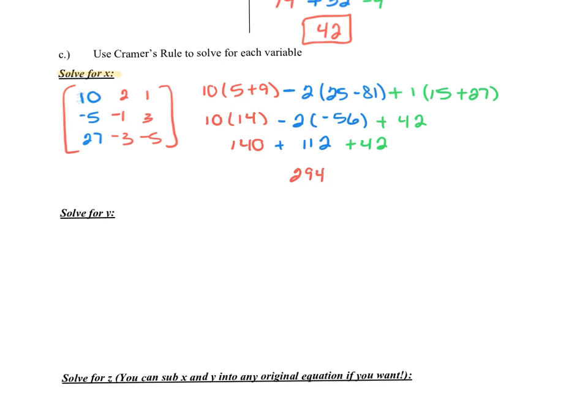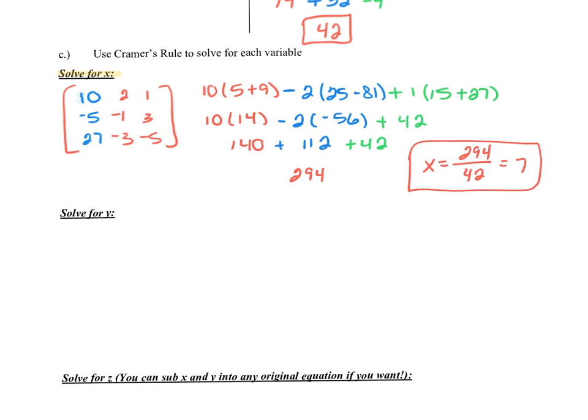So our answer for X then simply becomes X equals, I'm going to take that 294, and divide it by the determinant of the original coefficient matrix, which was 42, and that equals 7. So now we just solved for X. Now we're going to repeat that process, and we're going to solve for Y. So in this step, we replaced the first column of the coefficient matrix with the constants because that was the X. This time I'm going to replace them in the second column because that's where my Y's would appear.